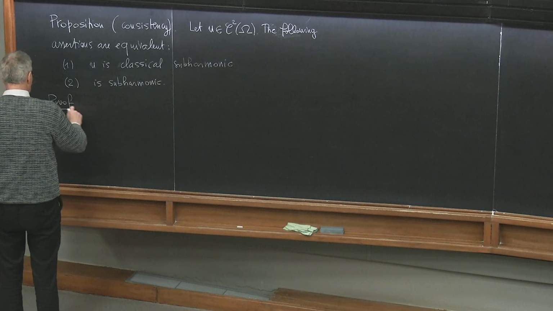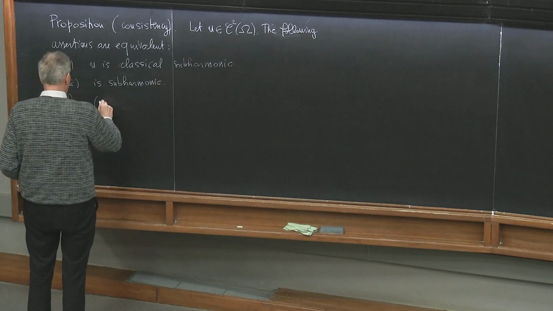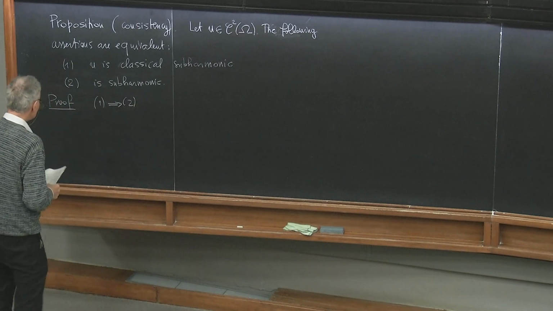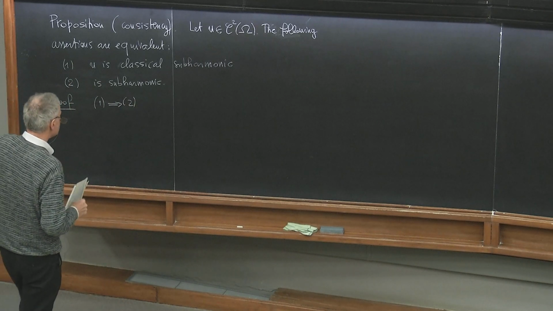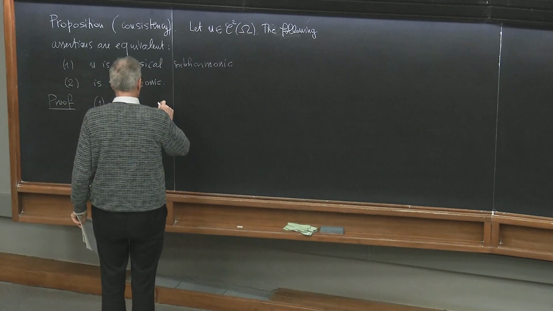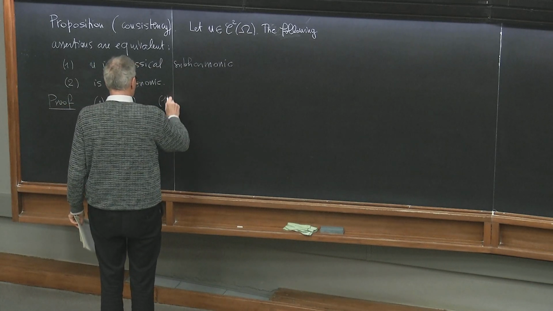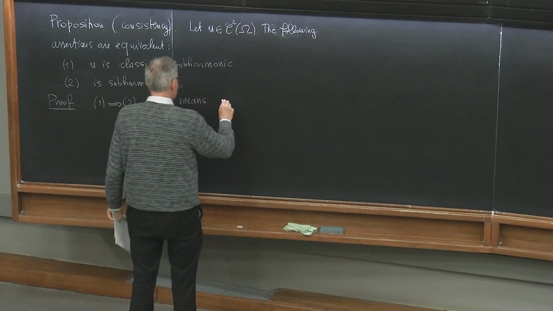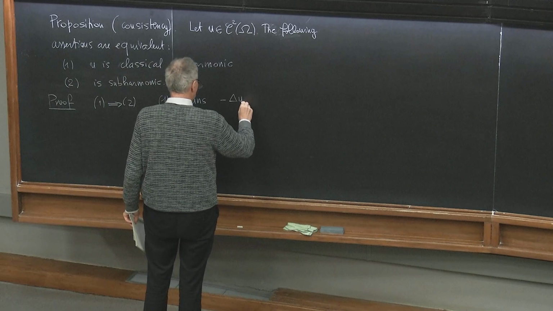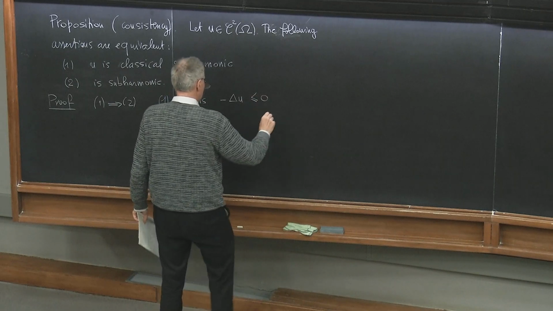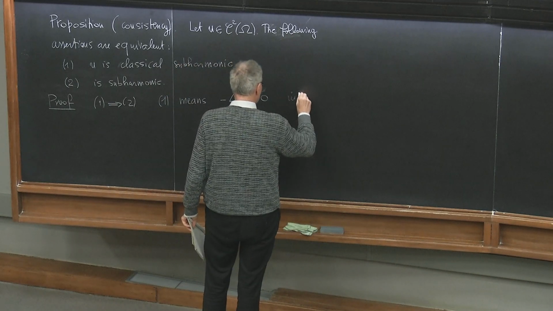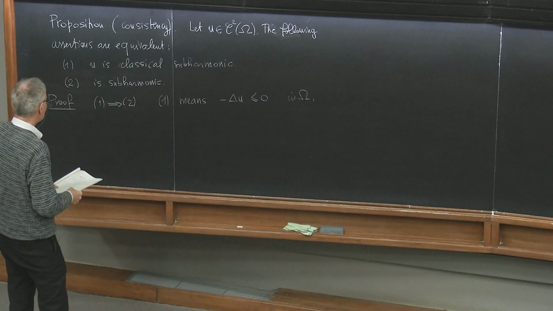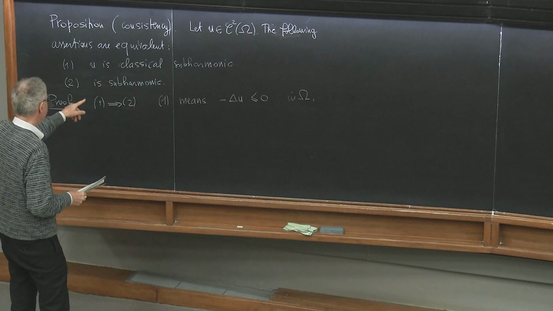The proof of this. Suppose that I want to show 1 implies 2. So what does it mean, classical subharmonic? It means that minus Laplacian of u is less than or equal to 0 in omega. Okay. So we want to show that the function is subharmonic.